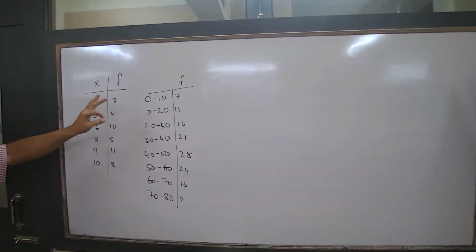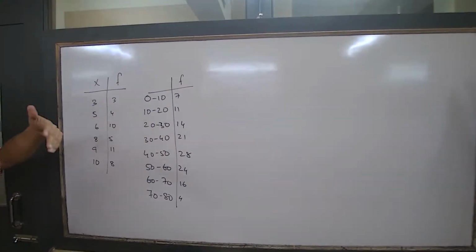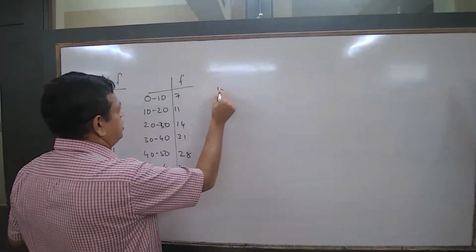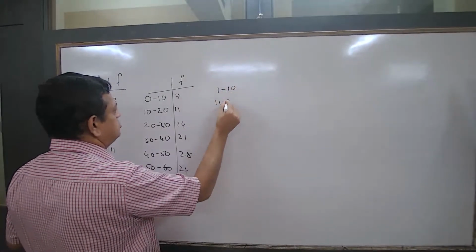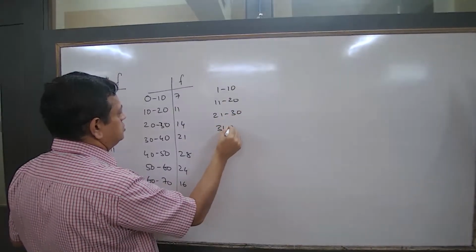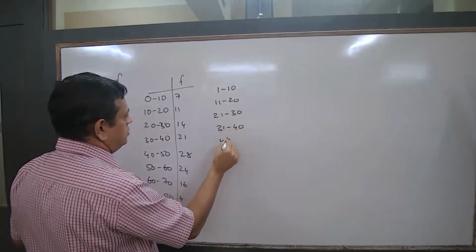This is called a continuous class interval. I will show you another. Suppose somewhere you will see it this way: 1 to 10, 11 to 20, 21 to 30, 31 to 40, 41 to 50.